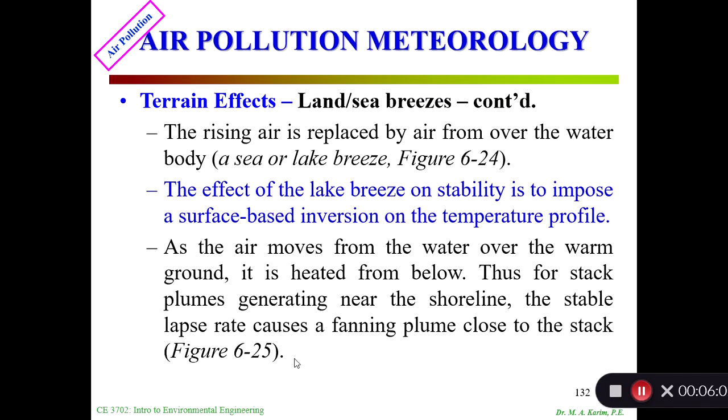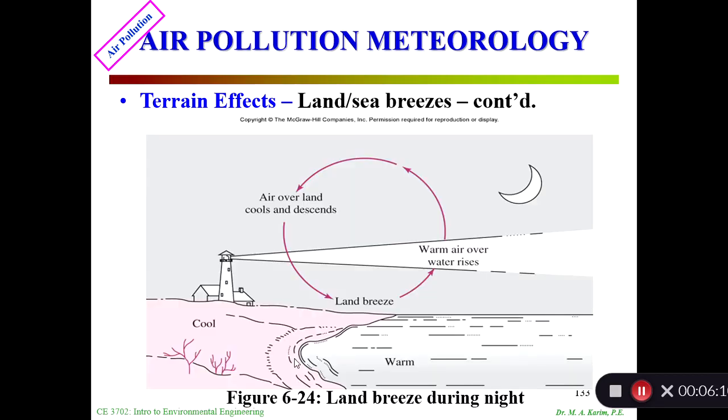The effect of the lake breeze on stability is to impose a surface based inversion on the temperature profile. So here is what's happening. It looks like air over the land cools and descends, then goes to the land breeze, then warm air over water goes back and up here. So here it is cool and here it is warm, in the morning time.